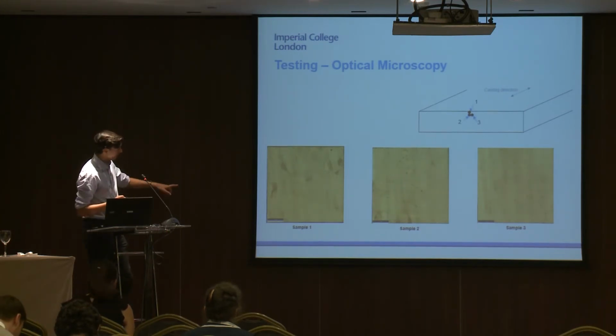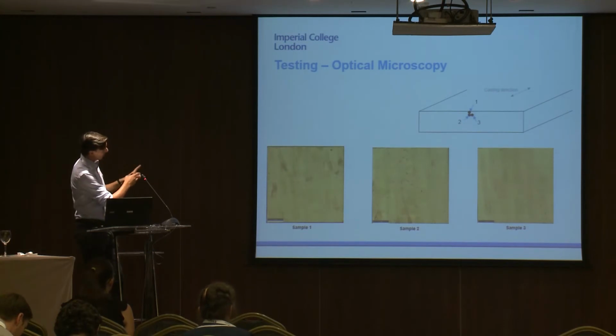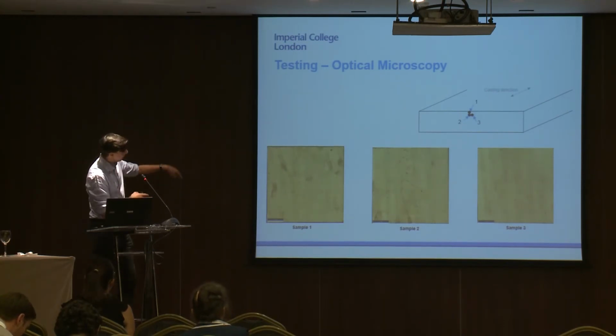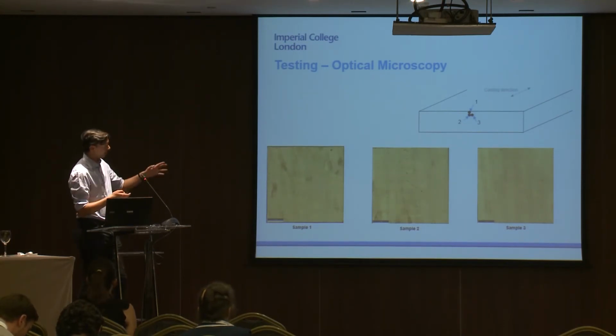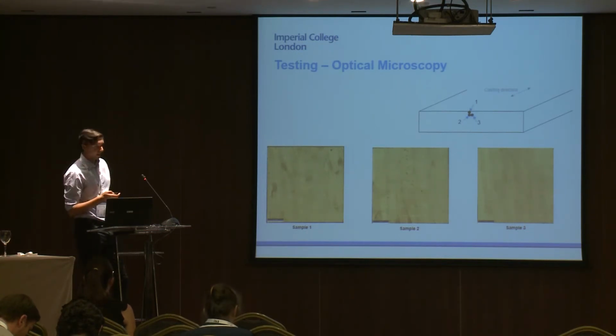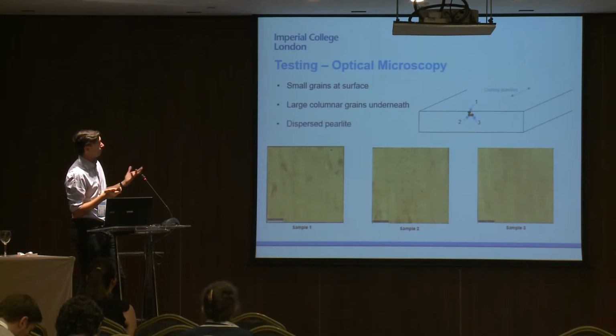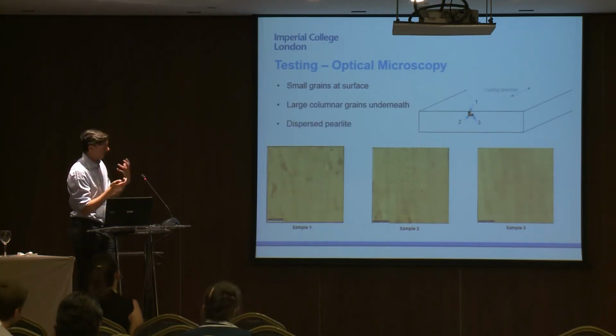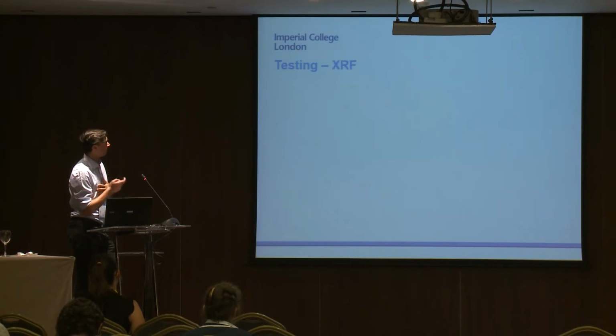The scale bar, I'm sorry that you can't see, but if you take a look at that scale bar, that's actually 2 millimeters. So the size of these squares are about 10 millimeters each, so if you think about the size of those grains, they're pretty large. You're also getting dispersed perlite, which is what we think of as the microstructure.